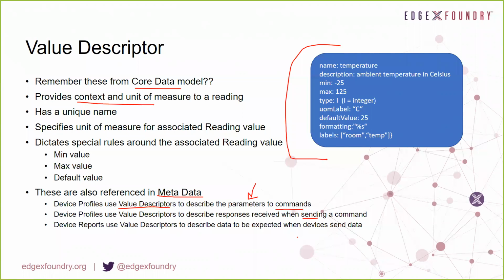And when we talk about sensors and devices and the data that they're going to start to collect and send up into core data, value descriptors are used as part of that device report that we just reviewed to help describe what you should expect in the formats and the mins and max of those values that they may be sending. So value descriptors are defined in core data, but used quite often in metadata. And this is what kind of conjoins core data and metadata in terms of describing information flow, both in and out of the devices and device services.